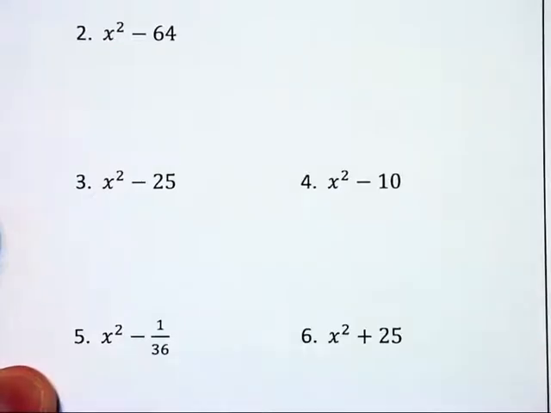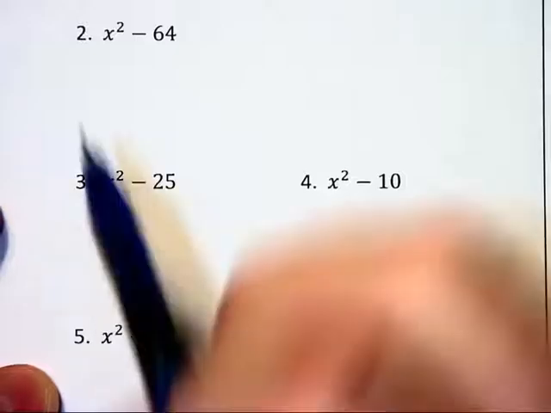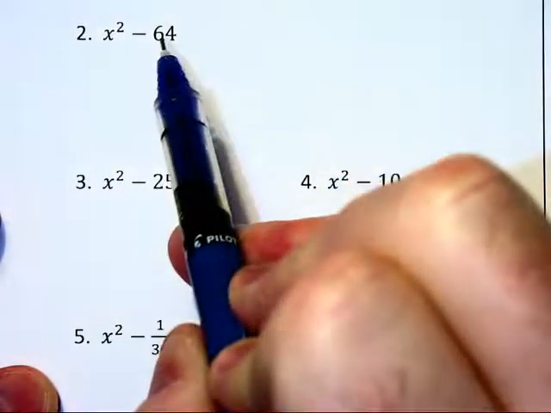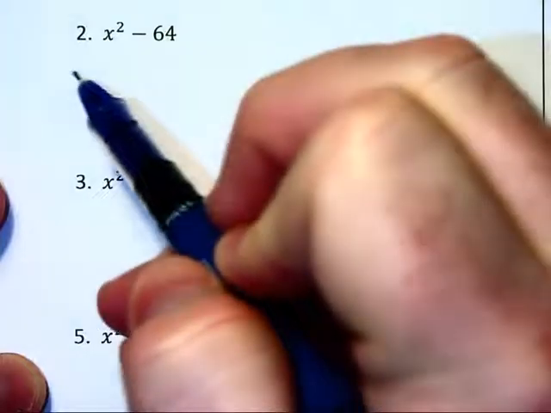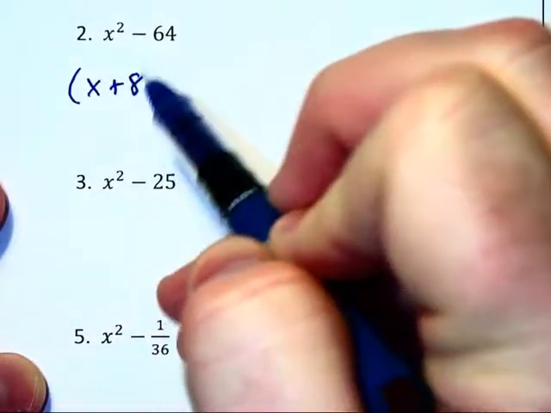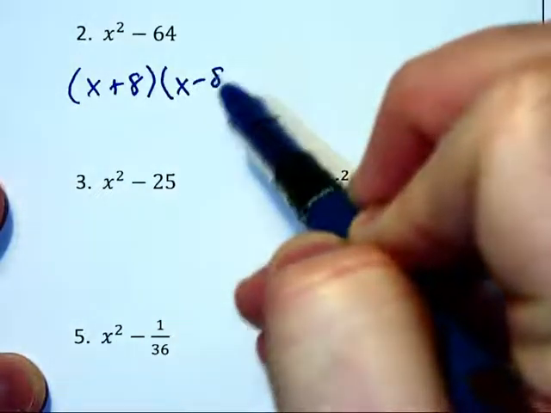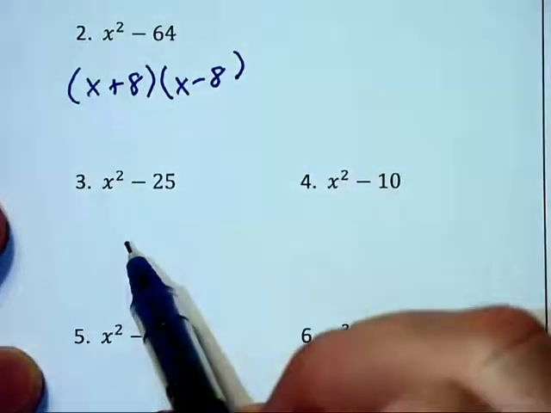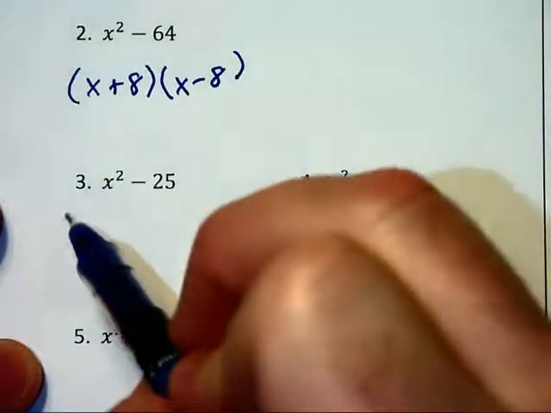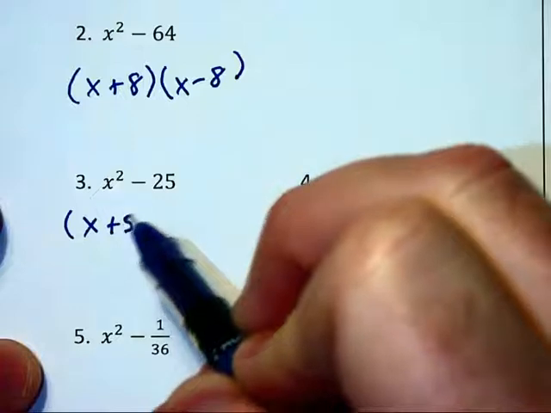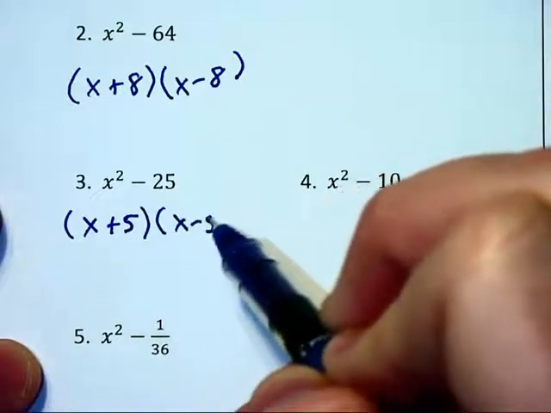Now that allows us to really speed things up once we notice this pattern. X squared minus 64. We notice that 64 is a square, and we can have x plus 8 times x minus 8. And for the next problem, x squared minus 25, that becomes x plus 5 times x minus 5.